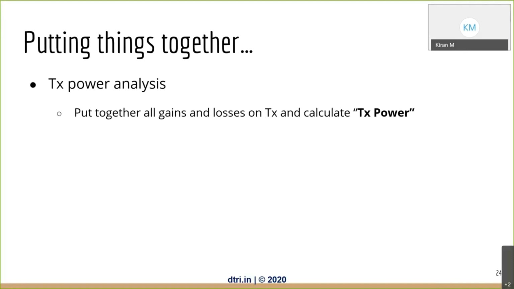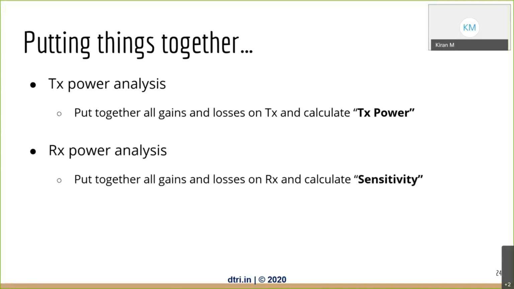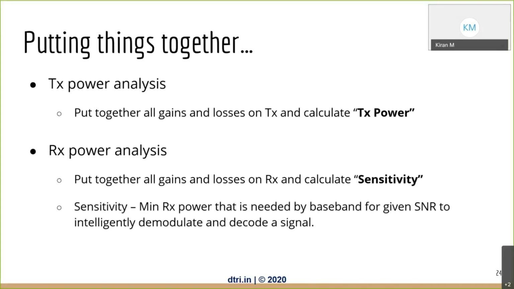Okay, so transmitter power analysis. We'll put together all the gains and losses on the transmitter side and we'll calculate the transmit power. This is what we'll do on the transmitter side. What will we do on the RX power? We will put together all gains and losses on the receiver and we will calculate the sensitivity. Then once we know the sensitivity, we can also look at the minimum power that is actually generated by the system. We have defined sensitivity. It's the minimum RX power that is needed by the baseband for a given SNR to intelligently demodulate and decode a signal. So we have already seen this definition.